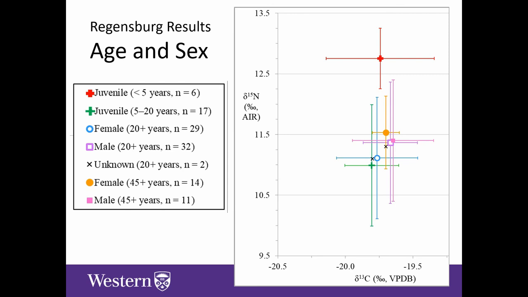Another thing to notice, and I know the data is really tight, that tells us that there isn't a lot of variation in this population, but you can notice that my males of both ages are virtually identical in their diet. The women of the two different age groups differ by about half per mil. And my juveniles between 5 and 20 years are the lowest in protein consumption in this graph. So we can come back to that.